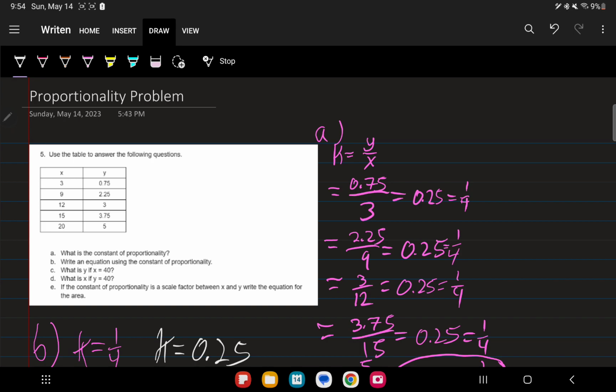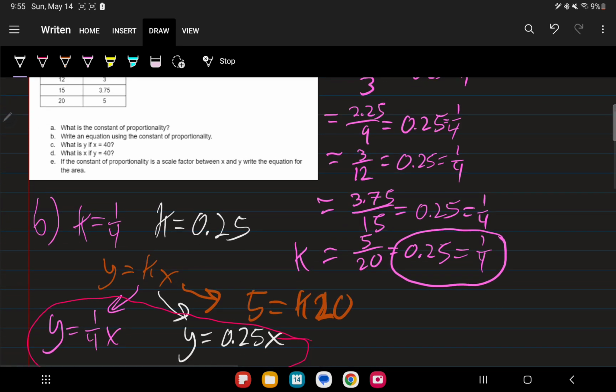Okay. E. If the constant of proportionality is a scale factor between x and y, write the equation for the area. Okay.